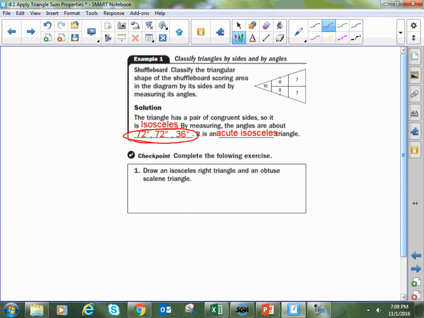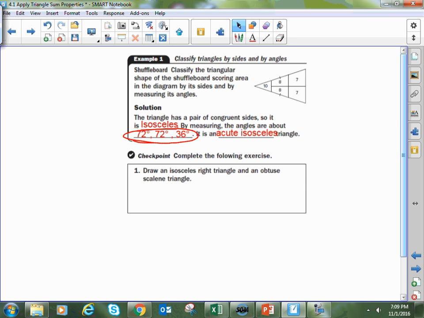So when you're ready, here in problem number one, draw a picture of an isosceles right triangle and an obtuse scalene triangle. And when you have yours, come back and compare them to mine because there are some things that we want to make sure that certain triangles have. So go ahead and stop now and come back when you're ready.